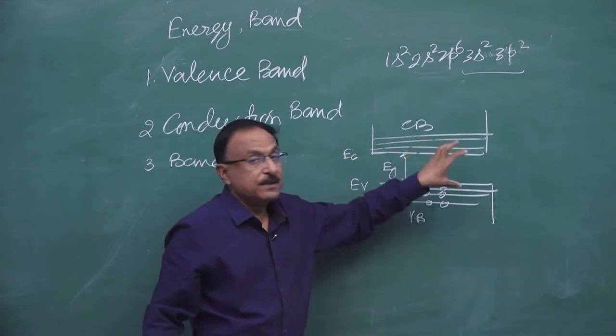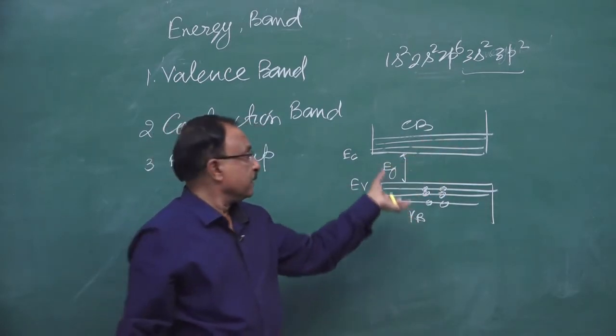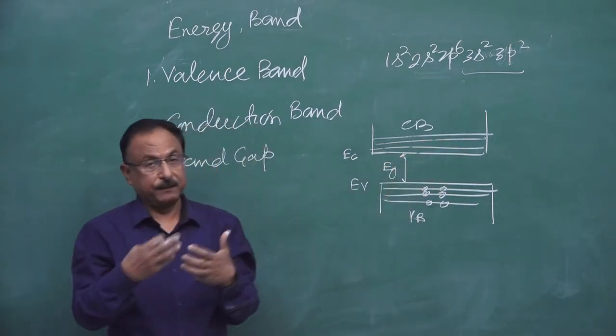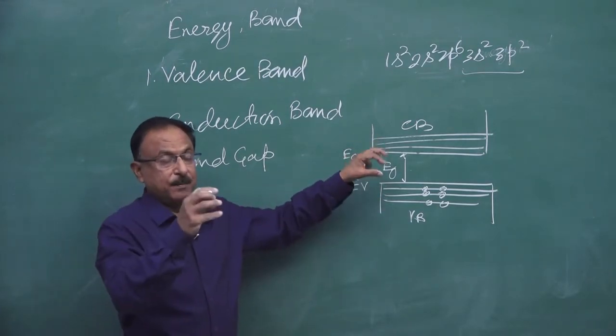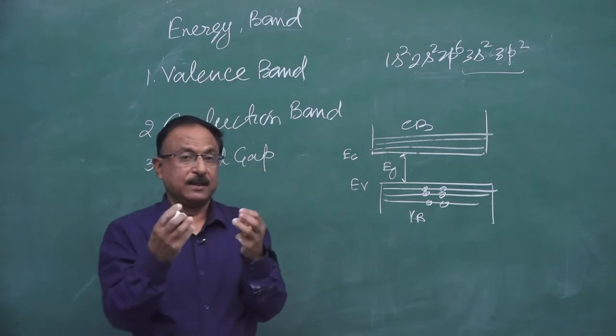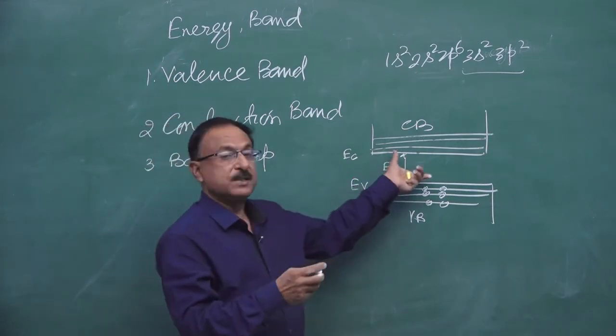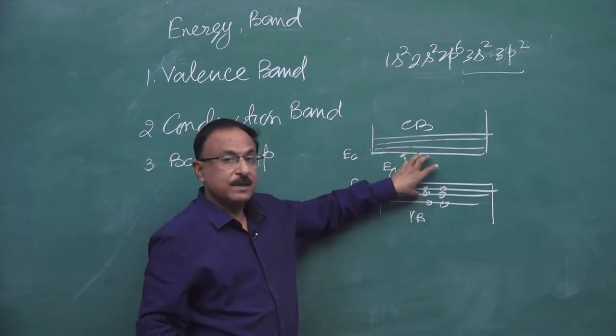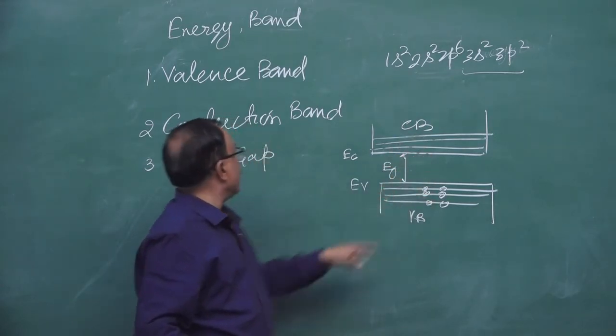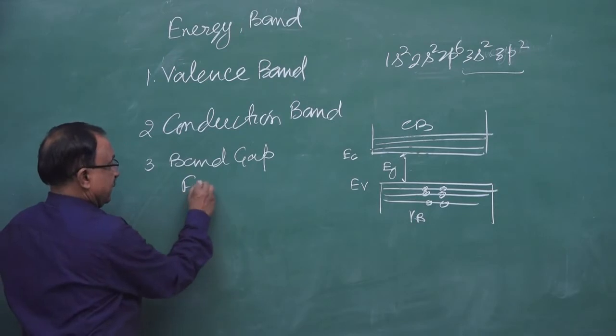In different metals, different substances, different elements, the value of the band gap keeps on varying. And this can also be modified by making an alloy or making a semiconductor. In the process of making a semiconductor, we can change the band gap, right? It can be changed. This is also called the forbidden gap. Its other name is forbidden gap.